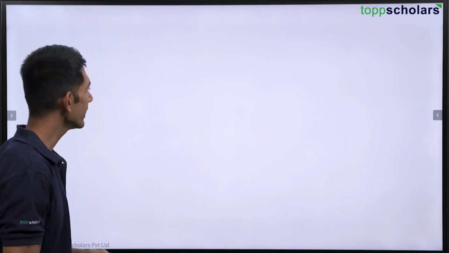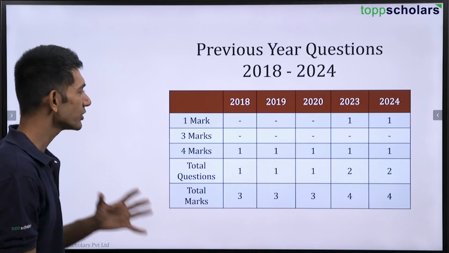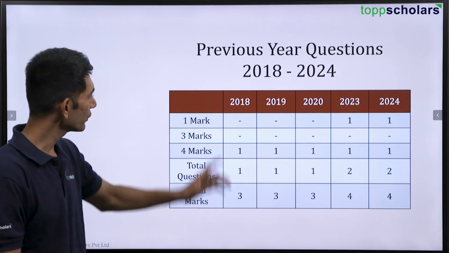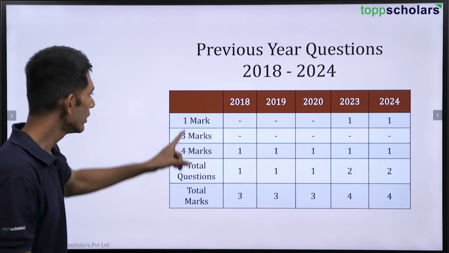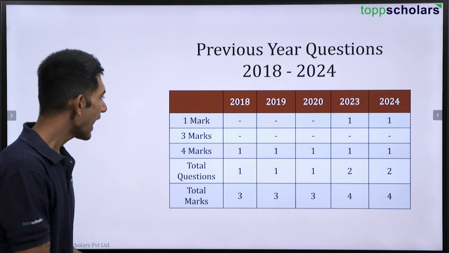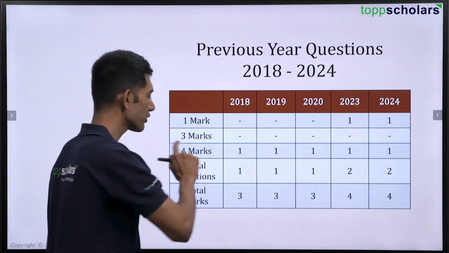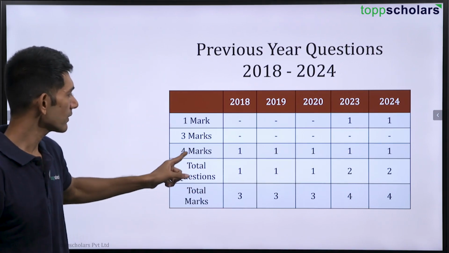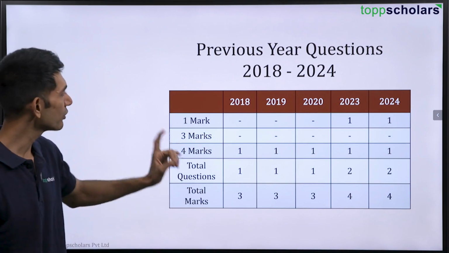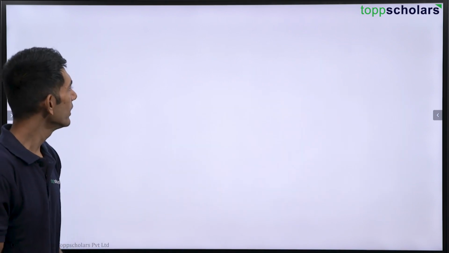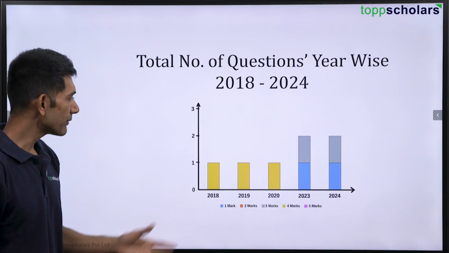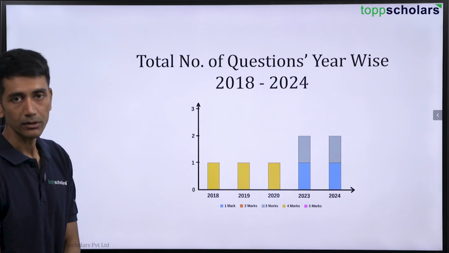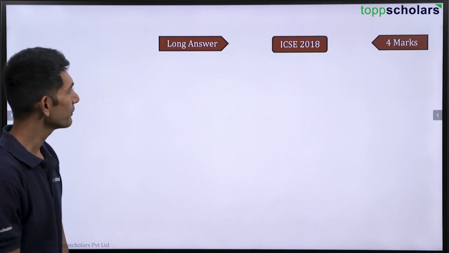Firstly, let us try to understand how many questions were asked from 2018 to 2024 from this particular chapter. 2 questions of 1 mark were asked, and a 4 mark question is very important from this chapter, because every year one question of 4 marks is definitely asked. So you can expect a 4 marker. Let's begin with the first question now.